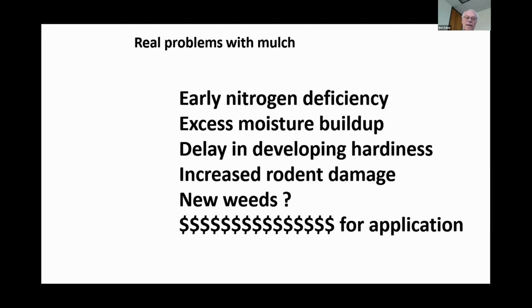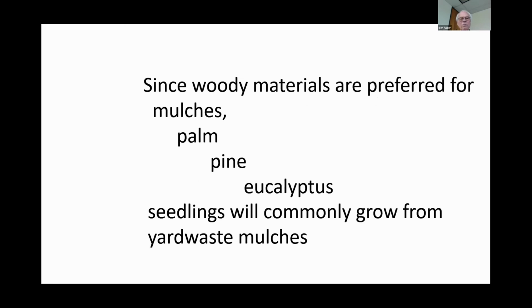But in the case of mulches, you can have excess moisture buildup. Because of the release of nutrients, you can have delayed hardiness, which can cause more frost damage. Definitely you can see rodent damage. Mice love to hide in mulches and come out and chew on trees. There's also the potential introduction of new weeds, and it's very expensive to apply.